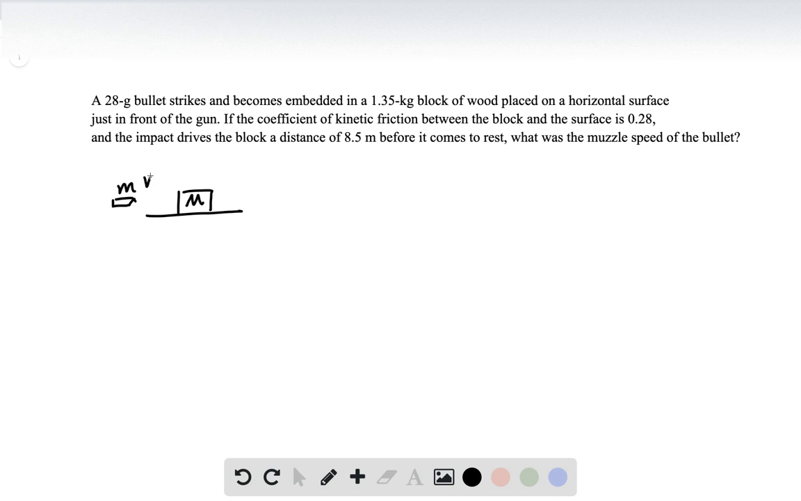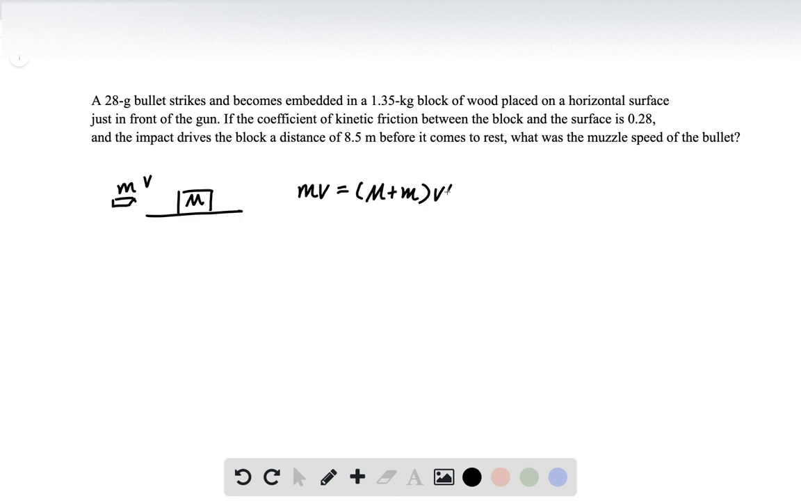So there are two things happening here. The first is a completely inelastic collision between the bullet and the block. So what we have here is the conservation of momentum. Before the collision, the momentum is mv. It's the momentum of the bullet alone. Afterwards, both the bullet and the block obtain the same velocity v prime.